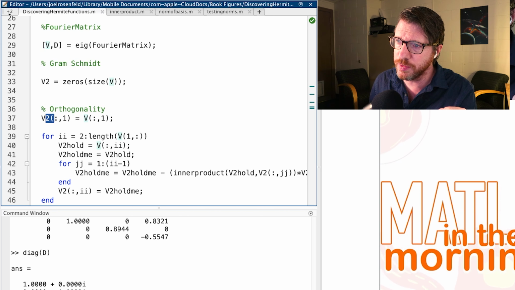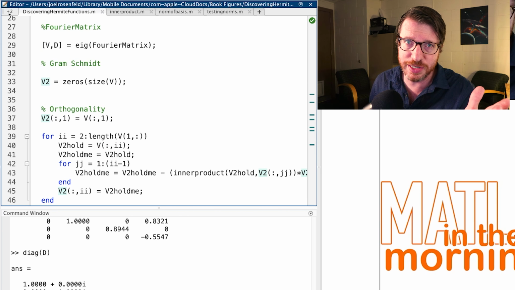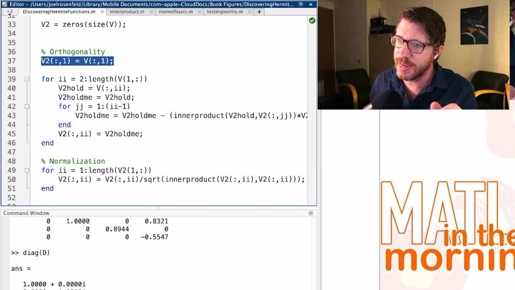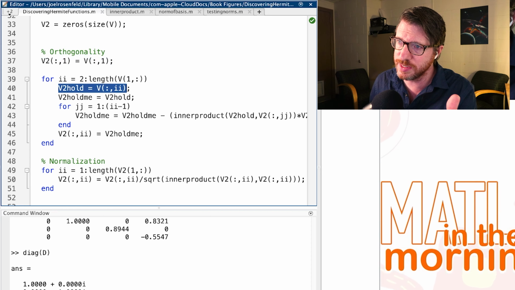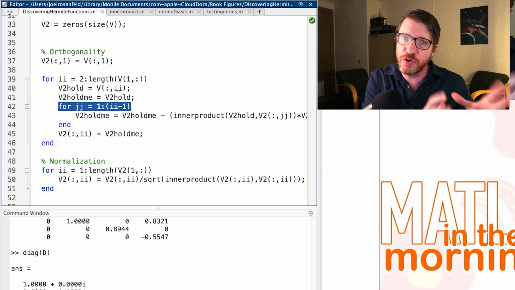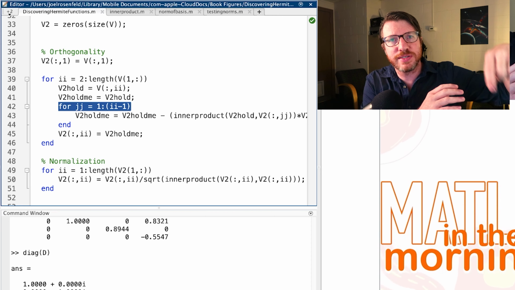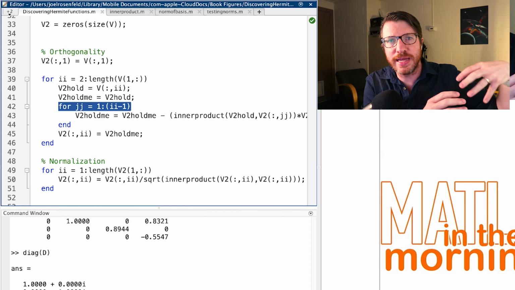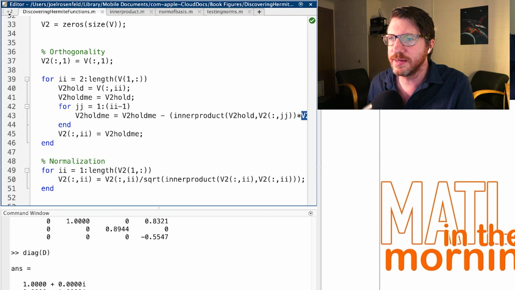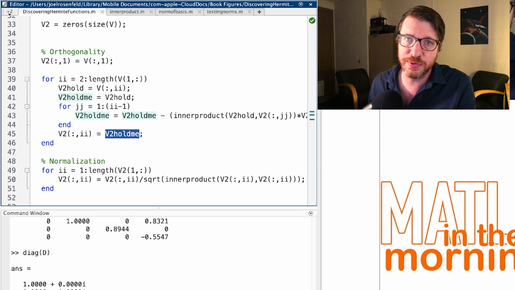Then basically what we're going to do is go ahead and do the orthogonalization process. So the first thing we do is we set V2 equal to V1. We're not going to normalize yet. So then I have this V2 hold, which is just this guy. Here we have a loop where we're going to take each of our new vectors and subtract off inner products times the old vectors to make sure that everything ends up being orthogonal to each other. After we do all that, we update the matrix and put the new vector that we just found inside of there.